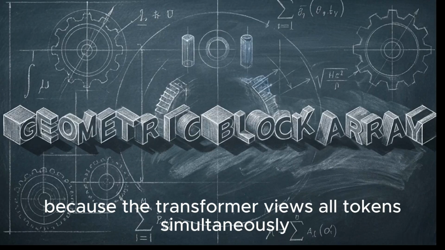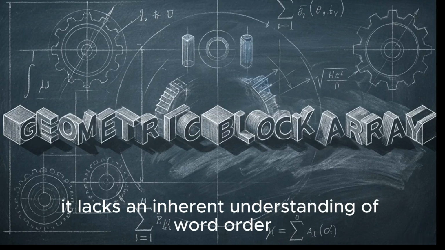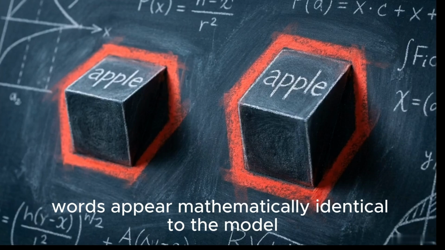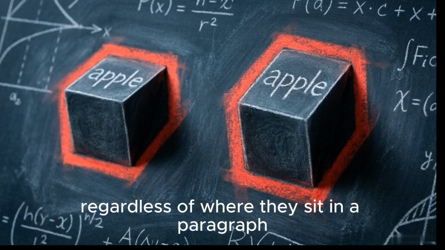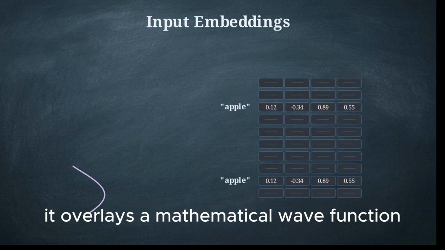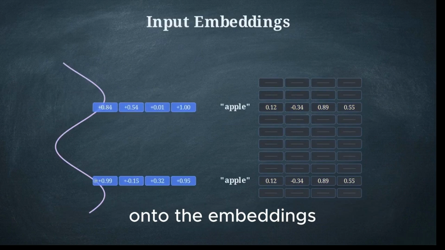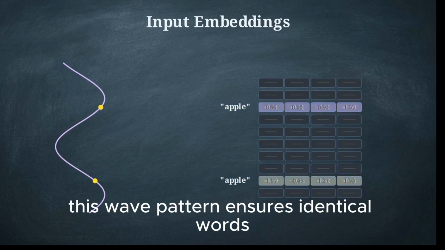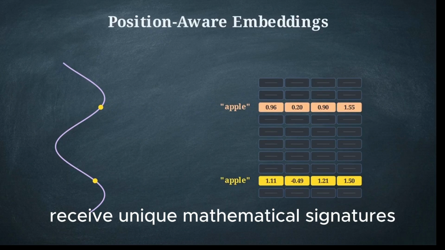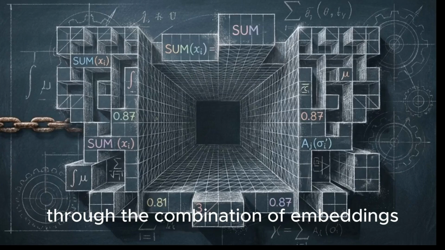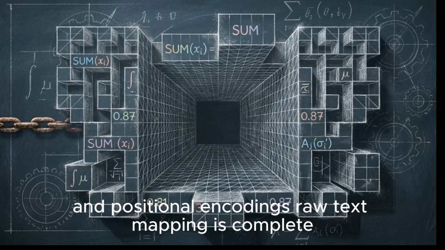Because the transformer views all tokens simultaneously, it lacks an inherent understanding of word order. The sentence structure is flat. Identical words appear mathematically identical to the model, regardless of where they sit in a paragraph. To solve this, the model uses positional encodings. It overlays a mathematical wave function onto the embeddings, adding numerical values representing relative distances. This wave pattern ensures identical words receive unique mathematical signatures based on their row position. Through the combination of embeddings and positional encodings, raw text mapping is complete.